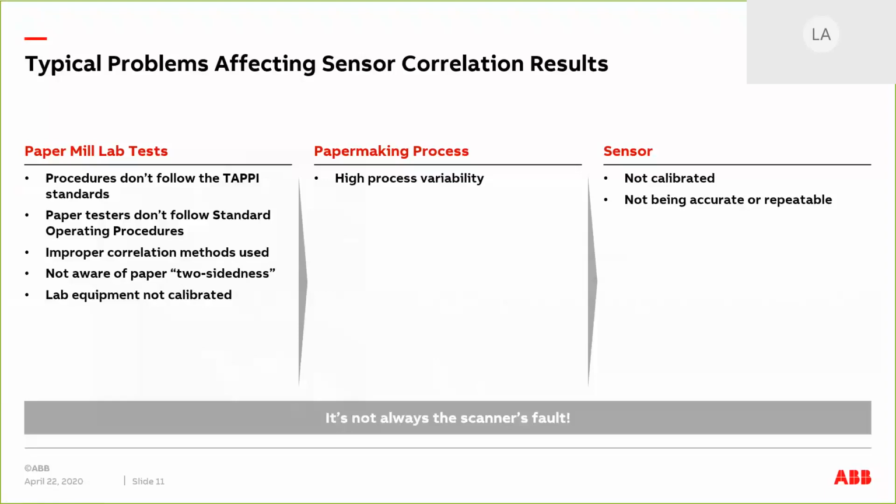How about an improper correlation method used for some sensors? For example, if you have tissue paper, you do not want to use the single point method to do your weight correlation. What's weight? That's weight per unit area, basis weight. Because of the elasticity of the tissue paper, it's hard to determine the area of the tissue paper.